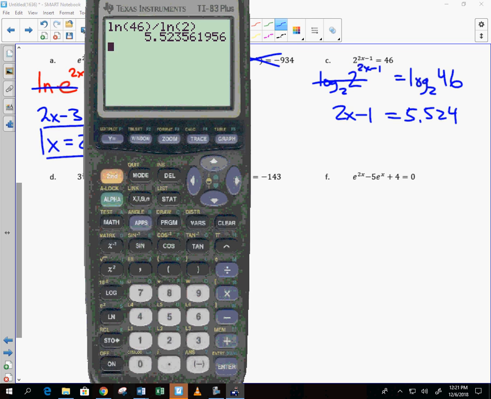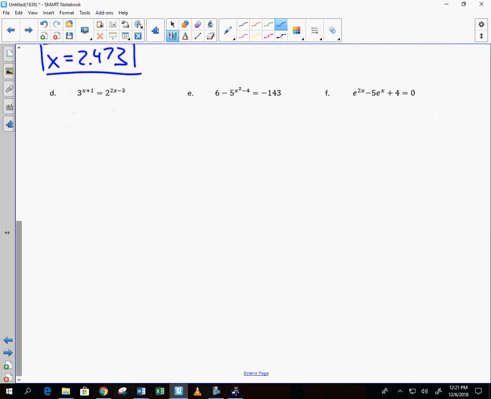You just did the log of 46. Got to do the log of 46 divided by the log of 2. Better now? Excellent question. Thank you for asking. Okay, there are two different bases. So at this point, we'll pick on Willie.